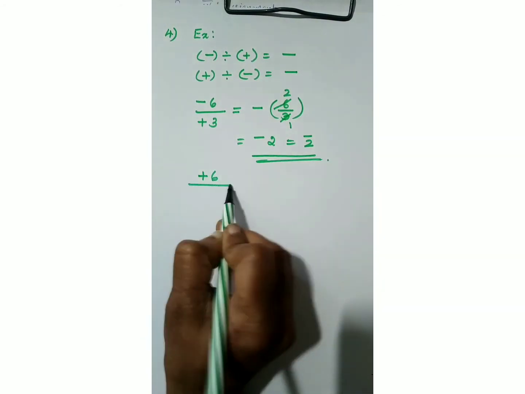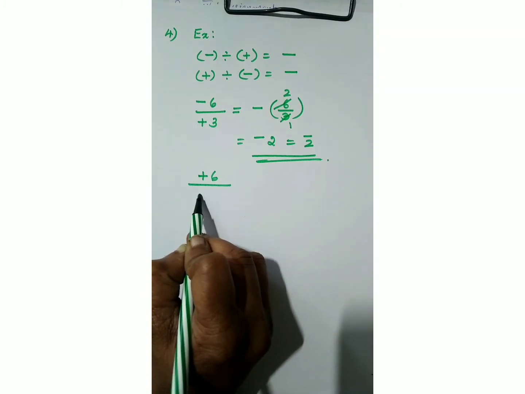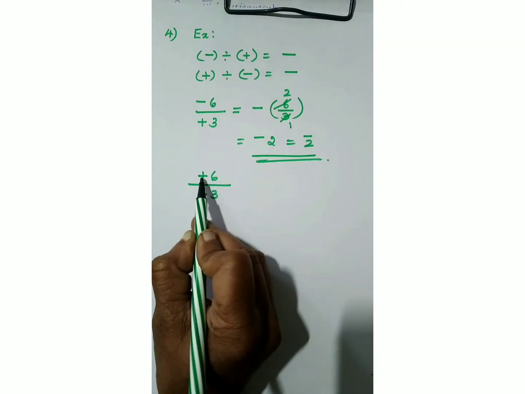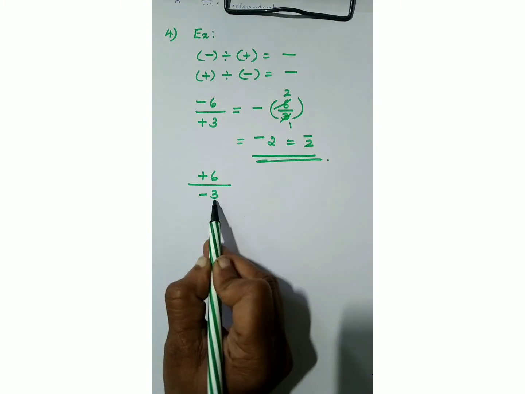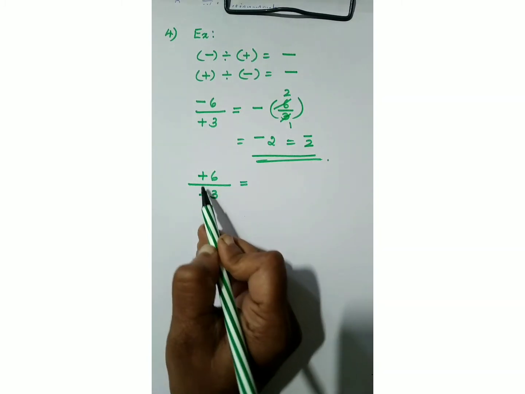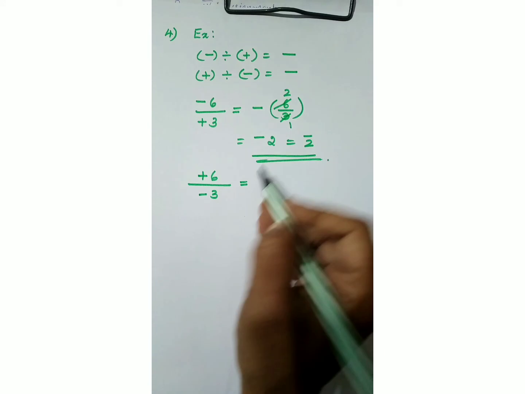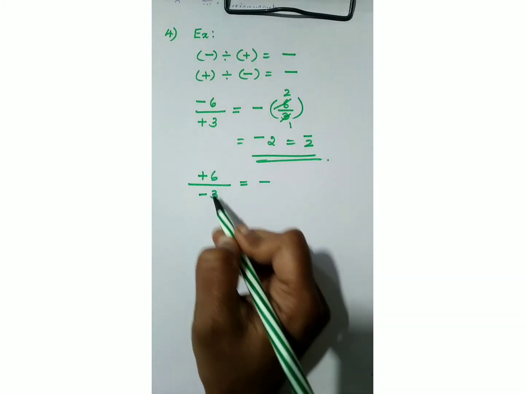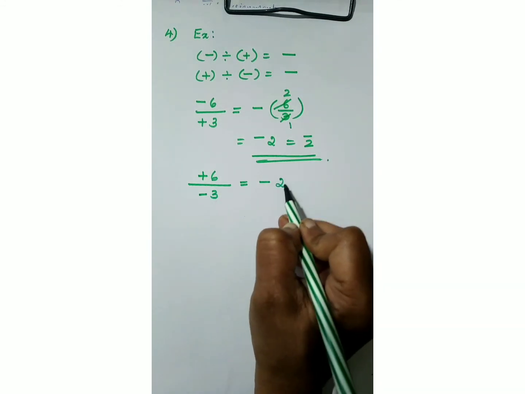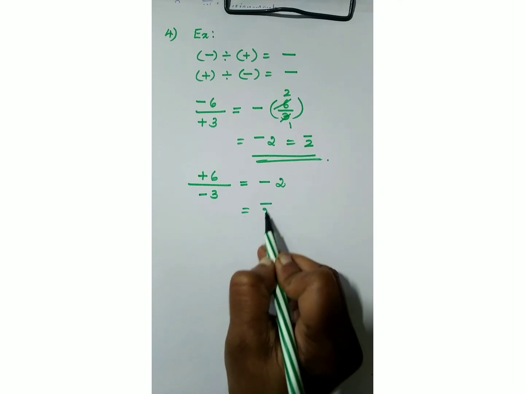Plus 6 divided by minus 3. It means positive 6 divided by negative 3 is equal to, plus divided by minus is equal to minus or negative, and 6 by 3 is 2. So the result is bar 2.